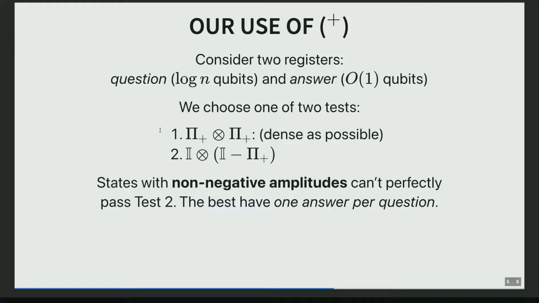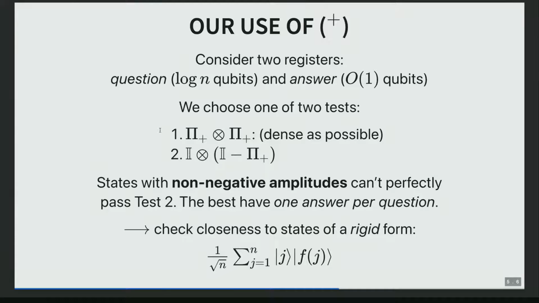So choosing the probabilities correctly, I want the state to be as dense and spread out as possible, and at the same time I want the state to have only one answer per question. This gives me states of this form, which I'll call a rigid form. The form is uniform over the questions with one answer per question. So now we've guaranteed a state of this form, and if you're far away from this form, you're going to fail these tests with a constant probability.